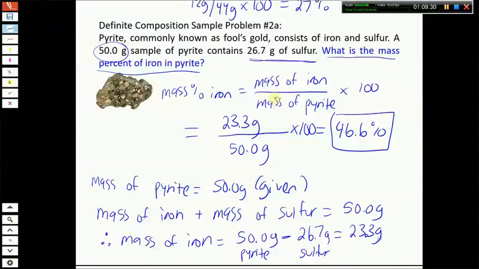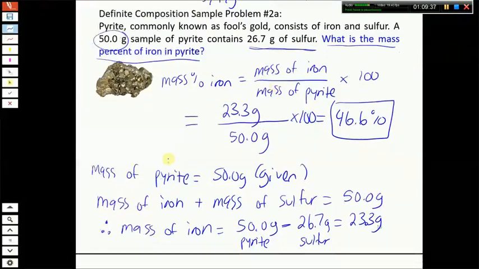Alright, so that's an example of a definite composition sample problem, and calculating mass percents and using them in different ways is going to be a big part of what we do in that part of the course.